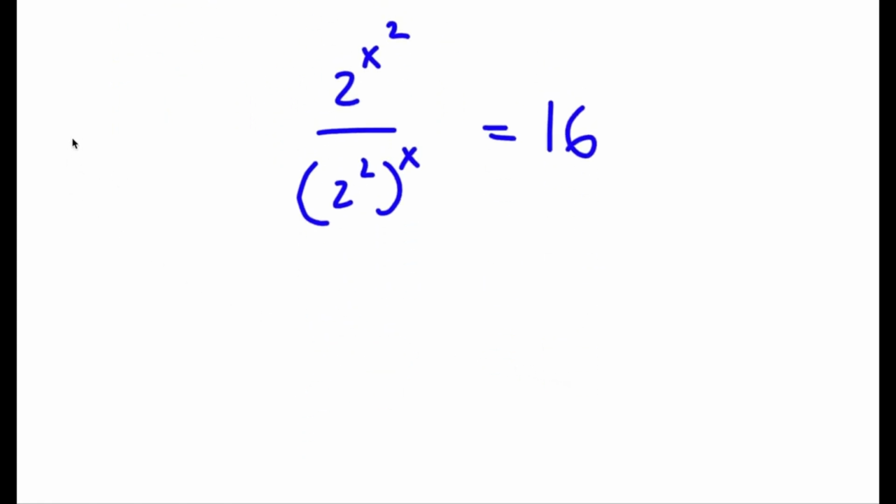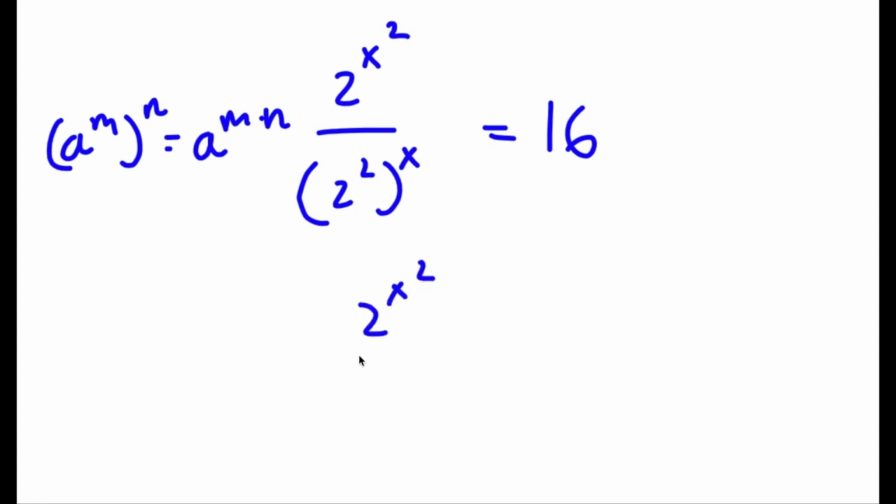Now if I have something in the form a to the power of m to the power of n, this is equal to a to the power of m times n. So 2 to the power of 2 to the power of x, that's going to equal 2 to the power of 2 times x, which is simply 2x. Now this is equal to 16.